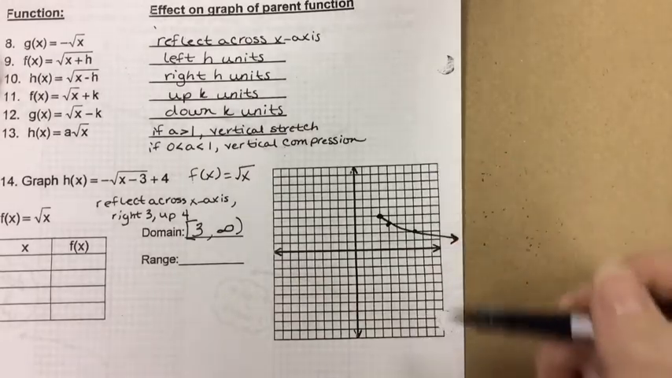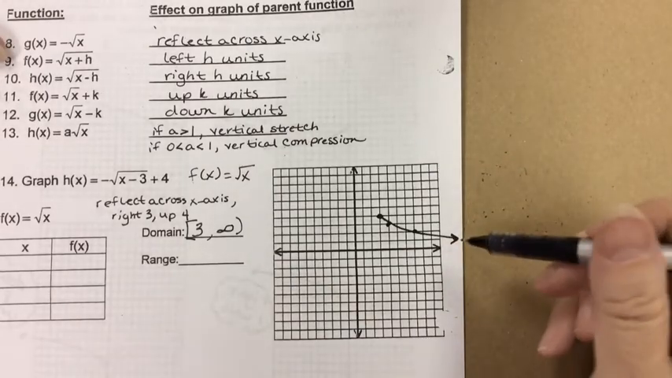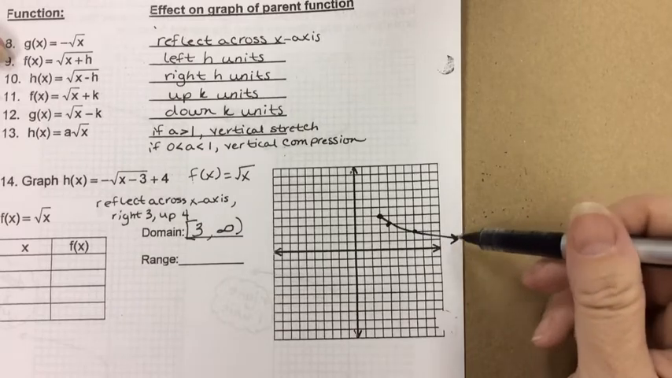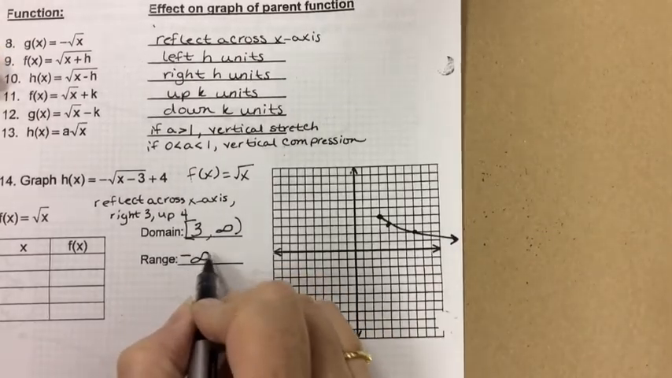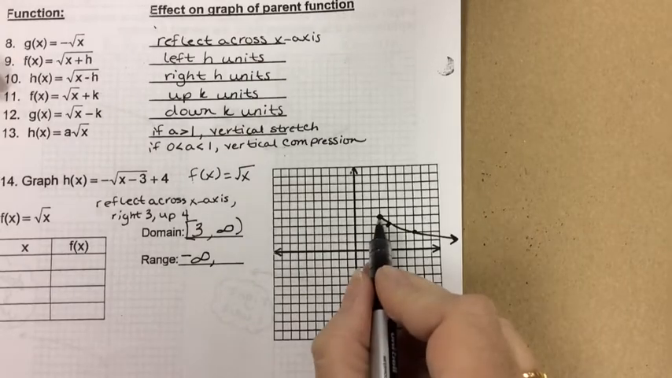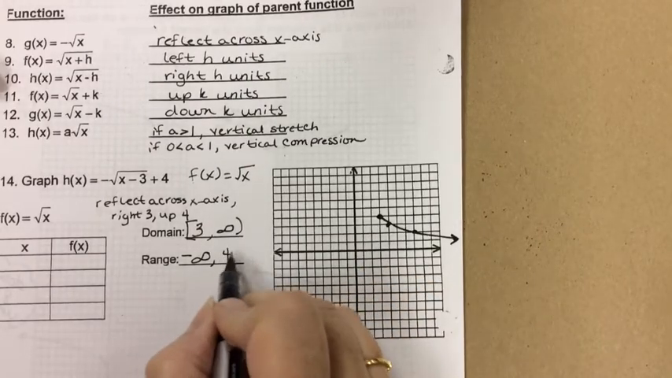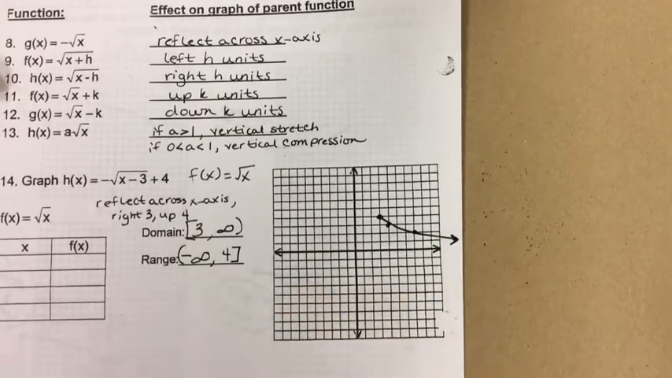Range, up and down. How far down does this thing go? Well, this arrow here means it's going to go to the right and down forever. So it's going to go from negative infinity up to 4. And it does touch 4. And so there's my domain and my range. Okay, let's turn to the next page and see what we got.